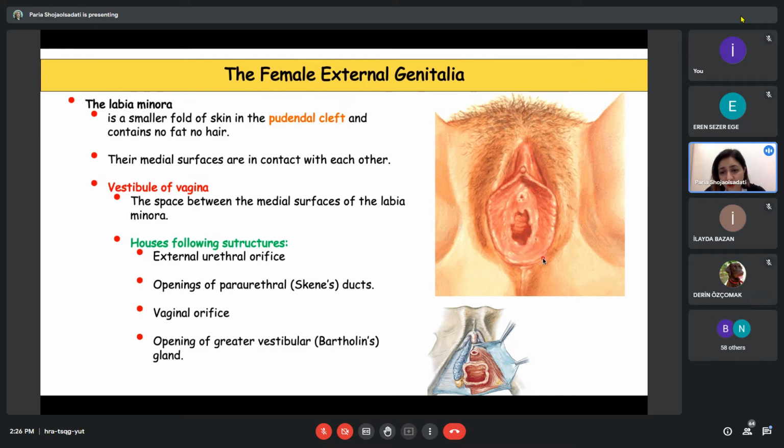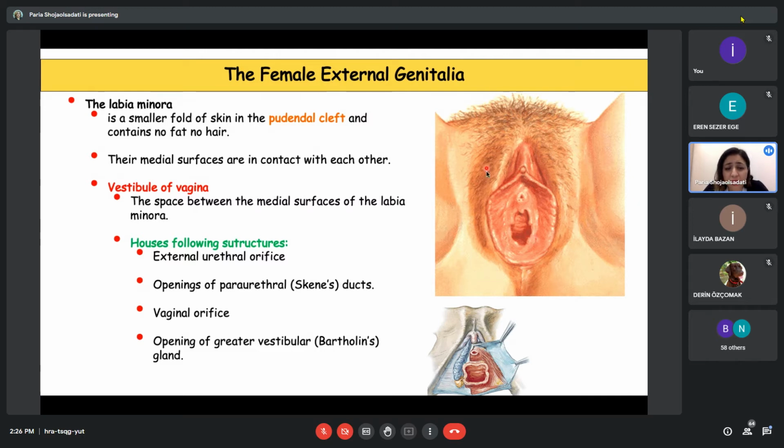If you remember, all of this structure together is named the vulva, but the space between the two labia minora is named the vestibule of the vagina. Vestibule in Latin means entrance. The vestibule of the vagina is the space for the entrance of the vagina. This vestibule houses the following structures.